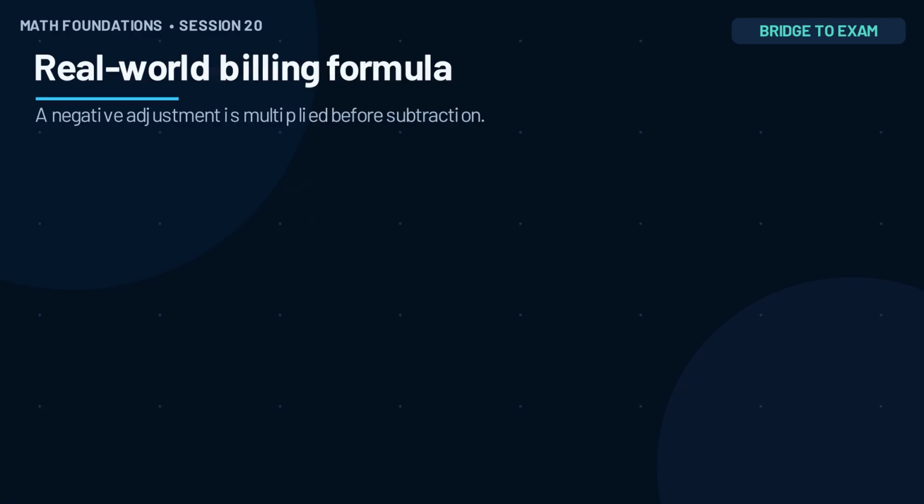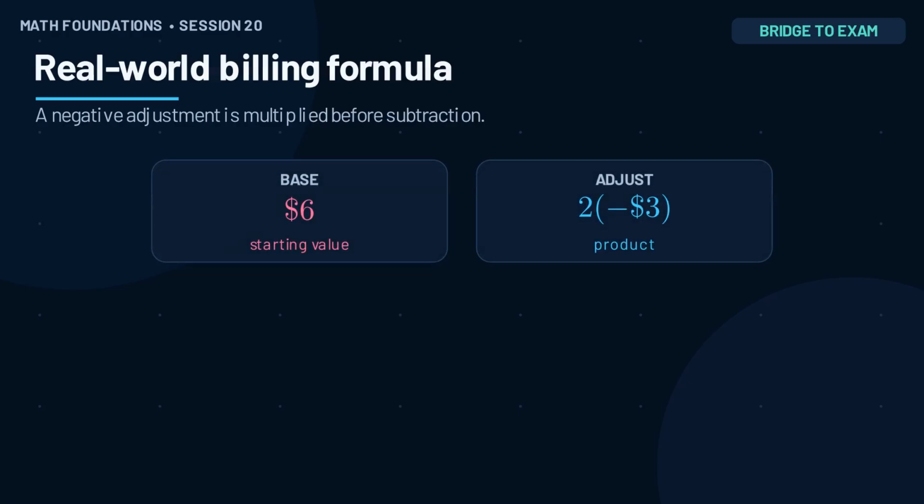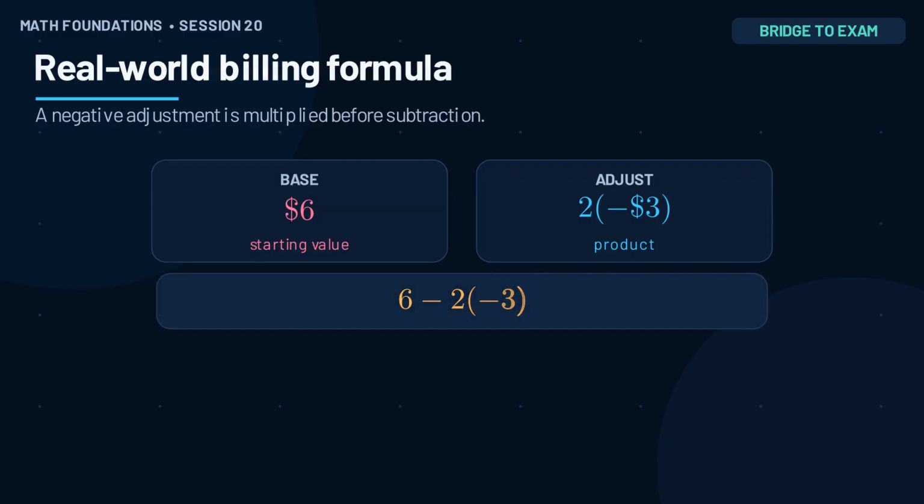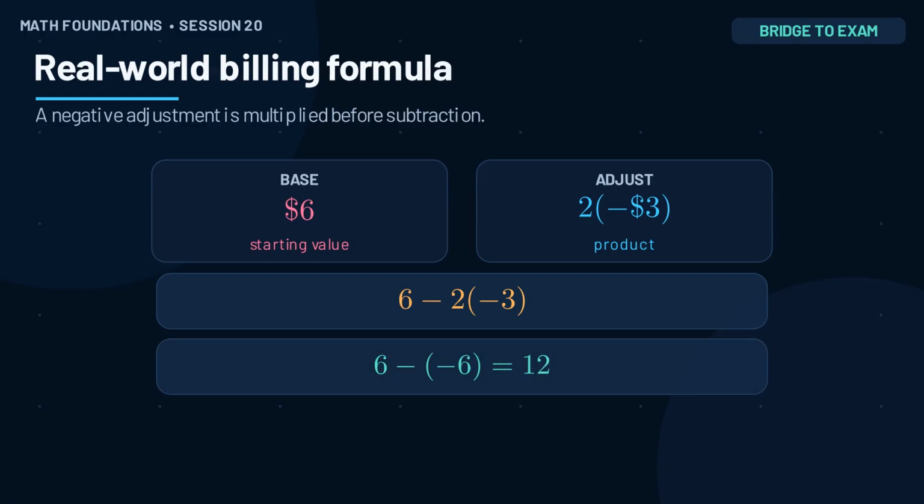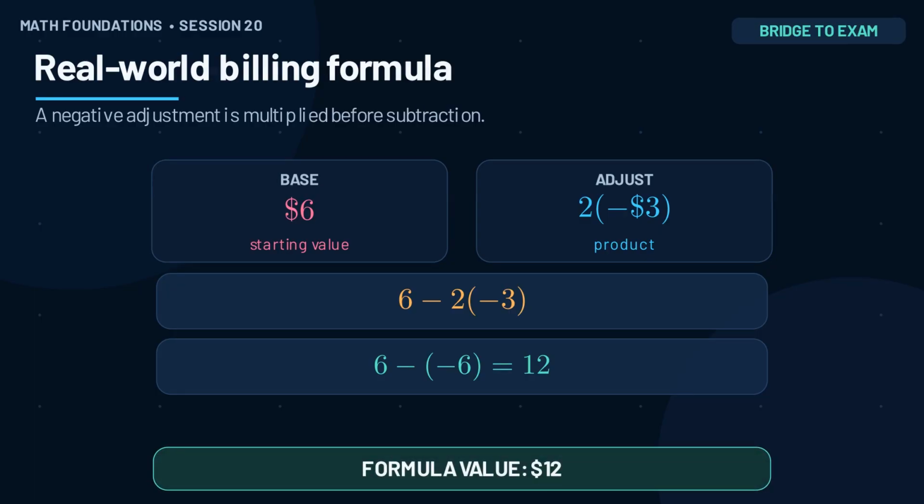A billing formula is 6 minus 2 times a -$3 adjustment. Step 1. Perform multiplication before subtraction. Step 2. 2 times -3 equals -6. Step 3. Rewrite 6 minus -6 as 6 plus 6. Therefore, the calculated billing value is $12.